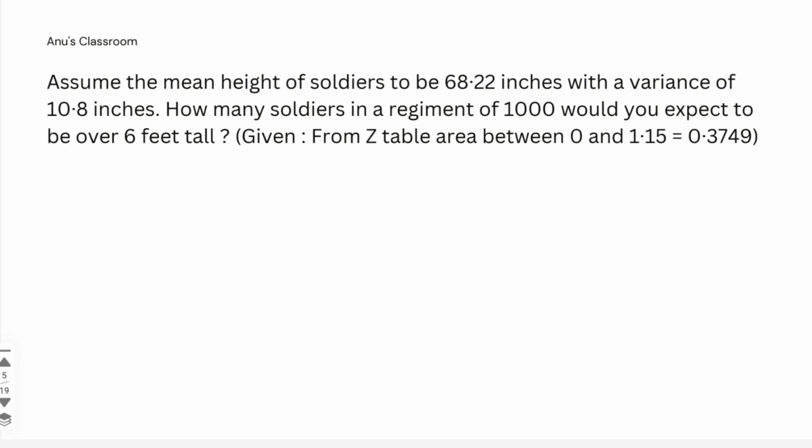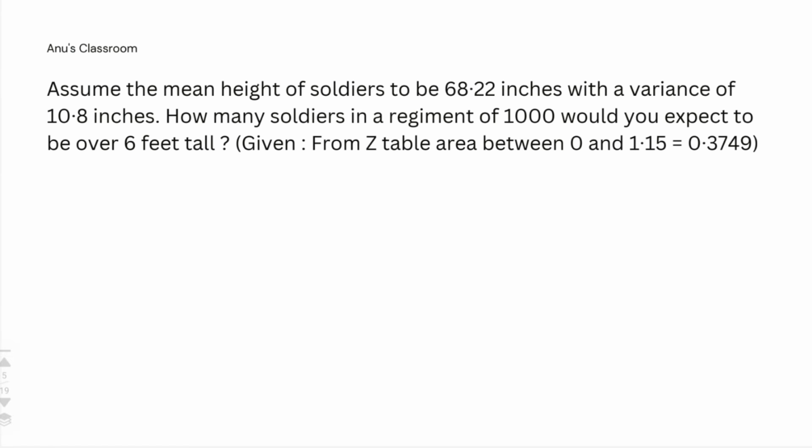Next is, assume the mean height of soldiers to be 68.22 inches with a variance of 10.8 inches. How many soldiers in a regiment of 1000 would you expect to be over 6 feet tall? This kind of question is similar to the Z-score questions you had in your assignment. Let us check how we can do this. 6 feet tall is equivalent to 72 inches. We have to find how many of 1000 samples you can expect to be greater than 72 inches.